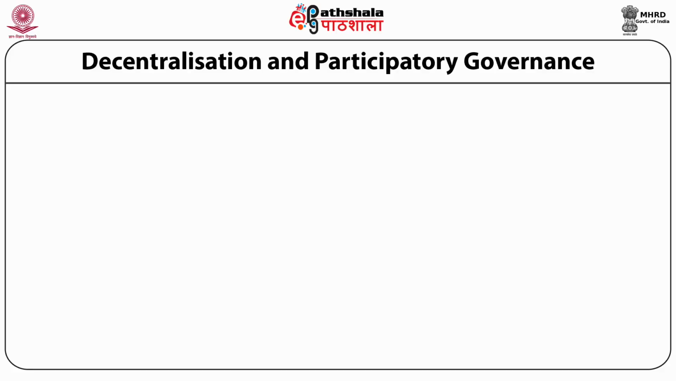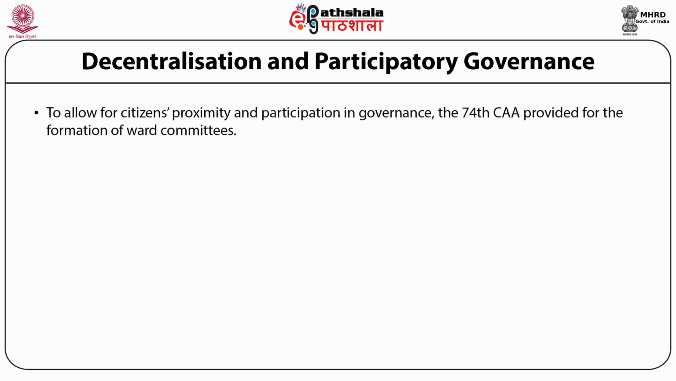Let us see some of the aspects of decentralization and participatory governance at the ward committees through the angle of ward committees and area sabhas. To allow the citizens proximity and participation in governance, the 74th Constitutional Amendment Act provided for the formation of ward committees. These were committees at the level of municipal constituencies consisting of elected representatives, municipal officers, and representatives from civil society organizations to deal with local issues.